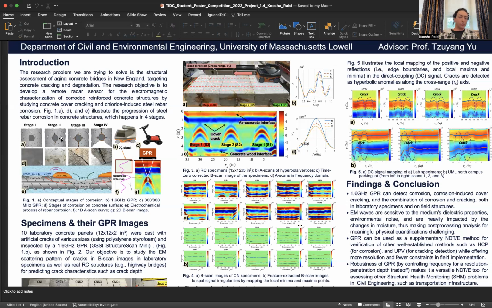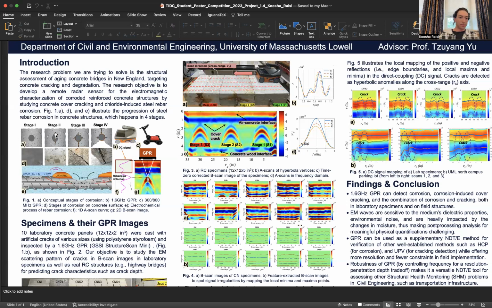As for stage 2, we commonly call it the depassivation stage because the coating around the rebar, that protects the rebar from corrosion, this passive shield, is dissolved. It gets infiltrated, and the rebar is suddenly naked and exposed, and that's when everything gets triggered, and the whole process starts.